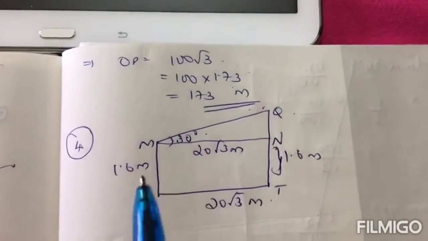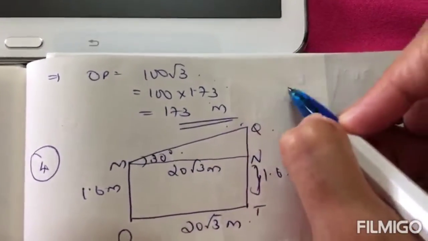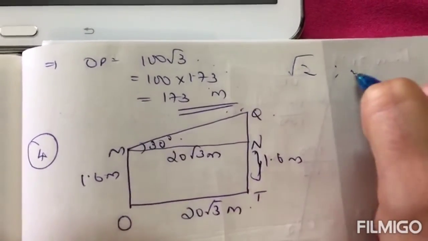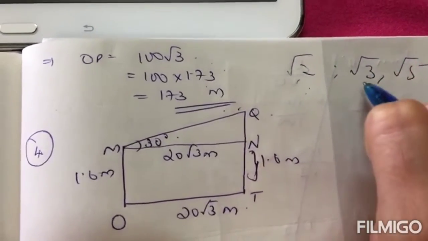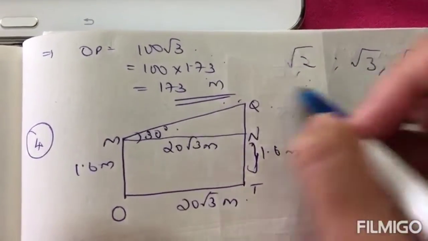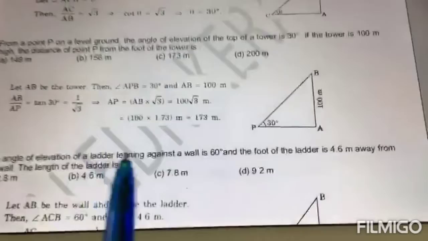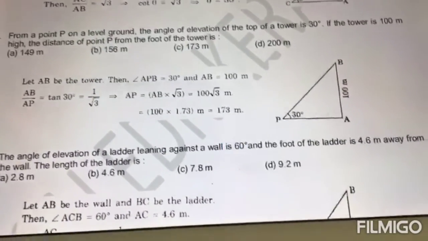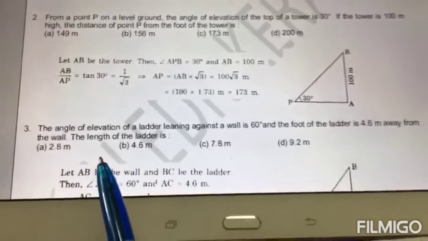Remember in our previous section when we were doing square roots, you were asked to memorize common square roots like root 2, root 3, root 5 and so on. Root 2 is 1.414, root 3 is 1.732 and root 5 is 2 point something. Please memorize that. It will only help you. So the answer is 173 meters. So we are right.